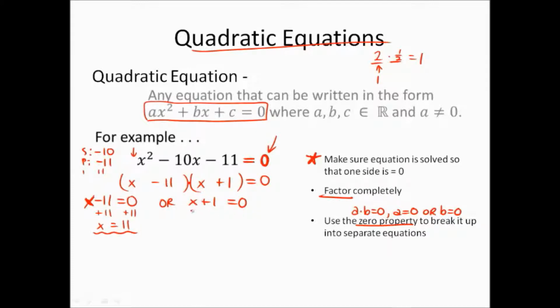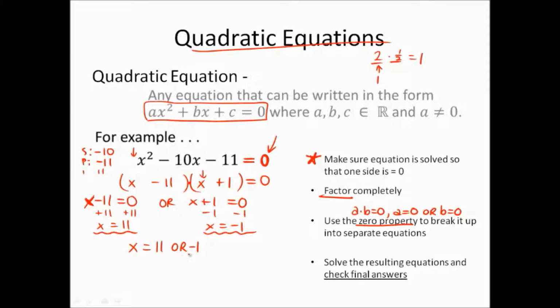What do we get from the next bracket? x plus 1 equals 0, so minus 1 from both sides, you get x equals negative 1. Same thing. If you stuck a negative 1 in, you'd have 0 times negative 12, which would also give you 0. So we've found two answers, x equals 11 or negative 1. You always want to check your final answers in the original equation to double check if they work. You can do so by opening little brackets and filling in the numbers. So please take a moment and check if those answers work.